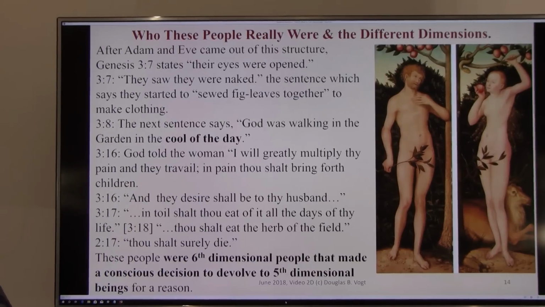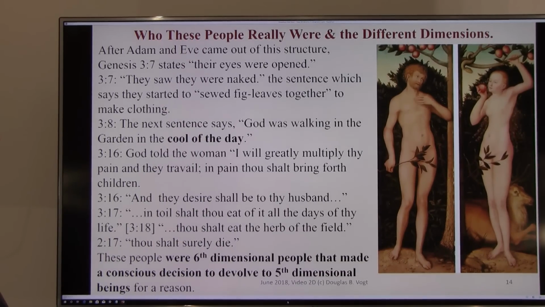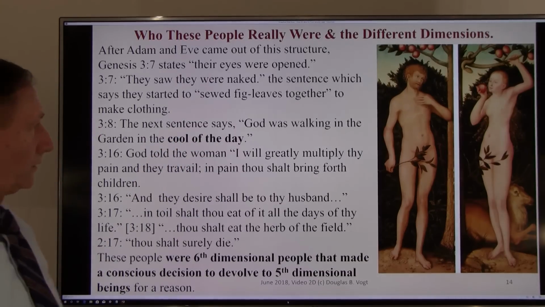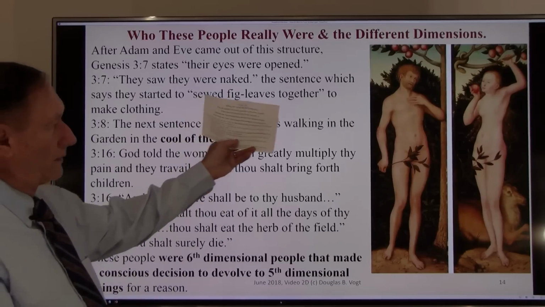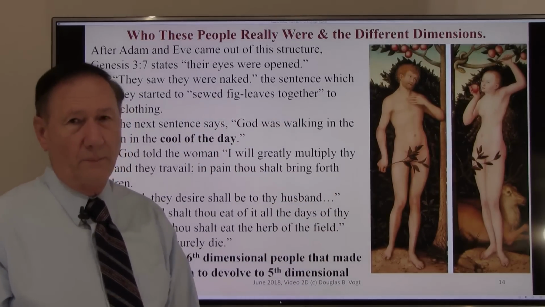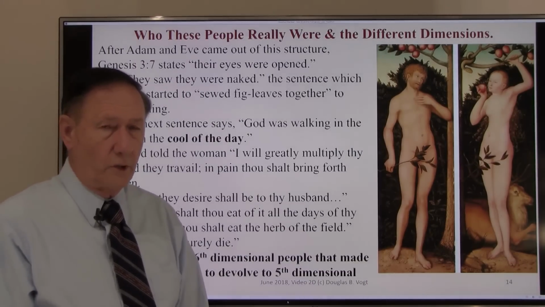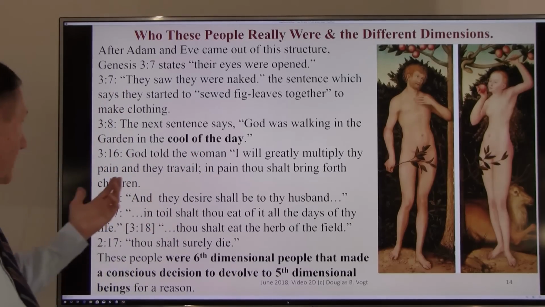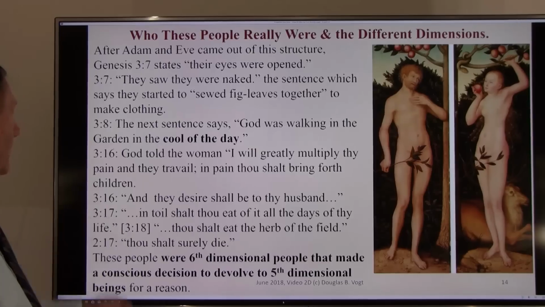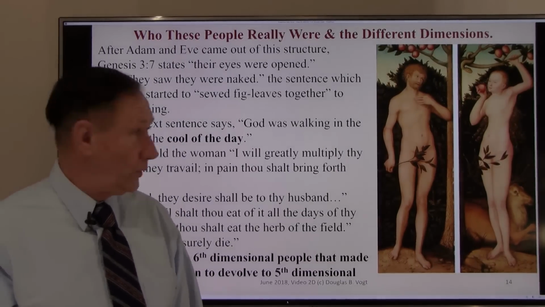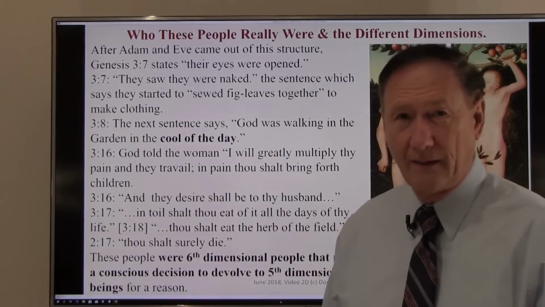Oh, back. 3:7. They saw that they were naked. The sentence which says they started with, and then they say they sewed fig leaves together to make clothing. So we don't know why. It's interpreted as shame and stuff like that. Hell, they were in the die hole for an indeterminate period of time, and they had no shame. Why should they change all of a sudden? Well, it gives you the answer in the next part of the verse. It says, God was walking in the garden in the cool of the day. Gee, why do we wear clothing? I'll stand on this side. Why do we wear clothing?